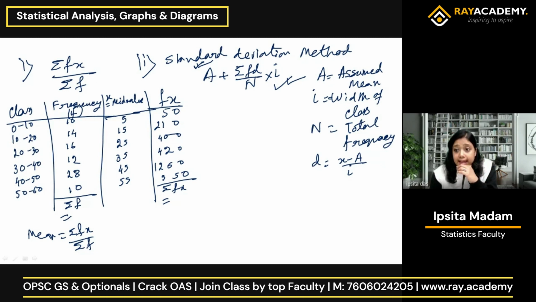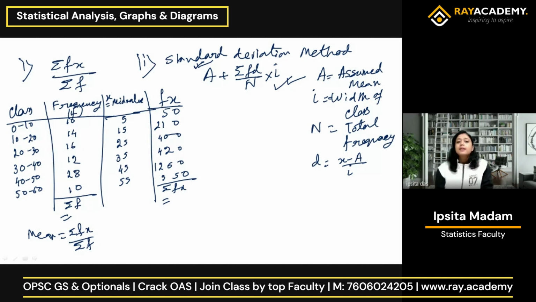So what is A? A is the assumed mean. So how can you assume the mean? Assumed mean is selected from the mid value column. Any number you can select for the A. But for better calculation, you use some tricks for this.